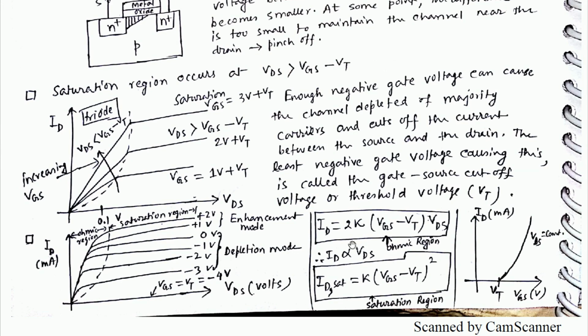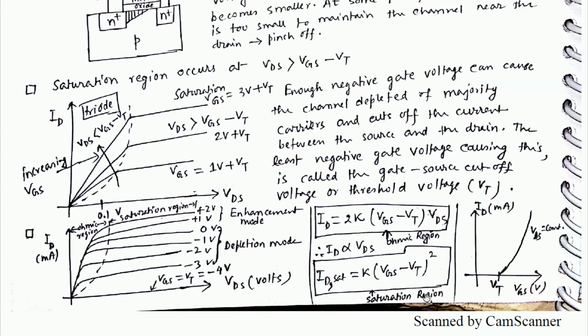Some relations are given in this equation: ID equals 2k into (VGS minus VT) into VDS. So ohmic region ID versus VGS looks like this. ID saturation equals k into (VGS minus VT) whole square. This is for saturation region. The other applies for ohmic region, and this is the ID versus VDS graph.